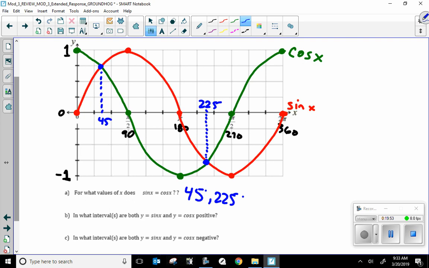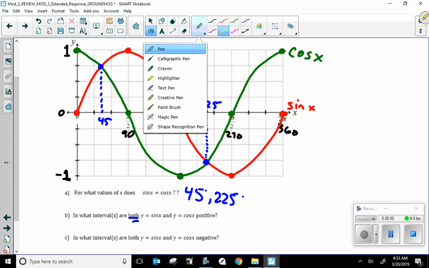Now, on what intervals are both y equals sine of x and cosine of x both positive? Oh, both. I didn't write that on my thing. I just did them separately. So should I do them individually, or the interval where they are both positive? There's only one place where both are positive at the same time. All right. Well, let's do a highlighter for this.